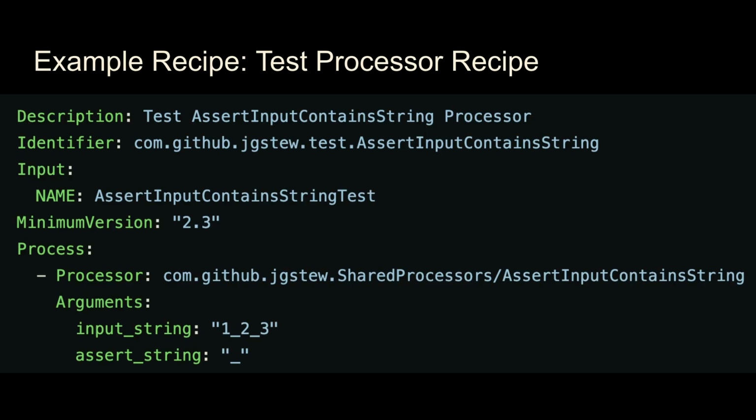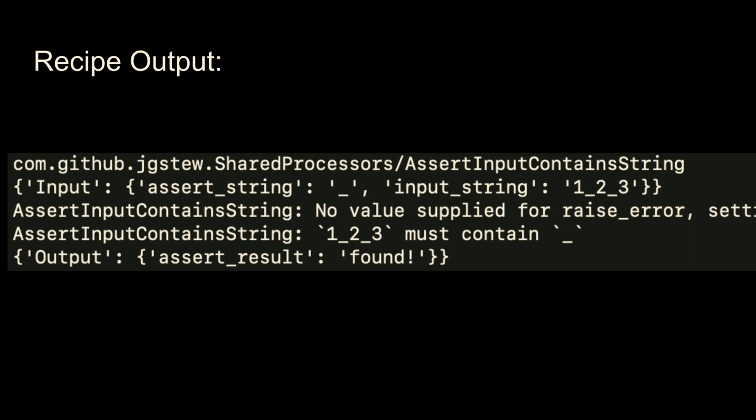I use this to check my output on things very frequently. But it's an example of a very simple recipe. And here's the actual output. It says, hey, it was found. Everything's good. So this is example output that you'll see on the command line for something like this.